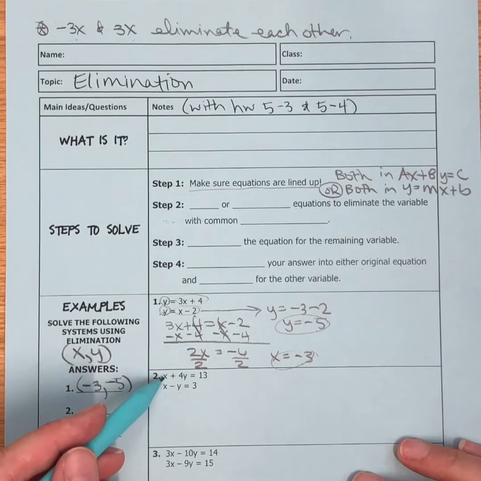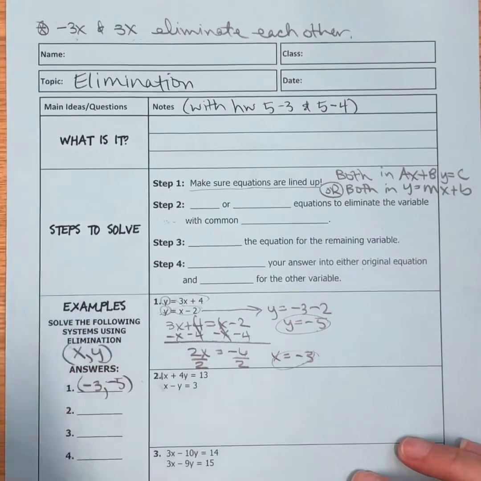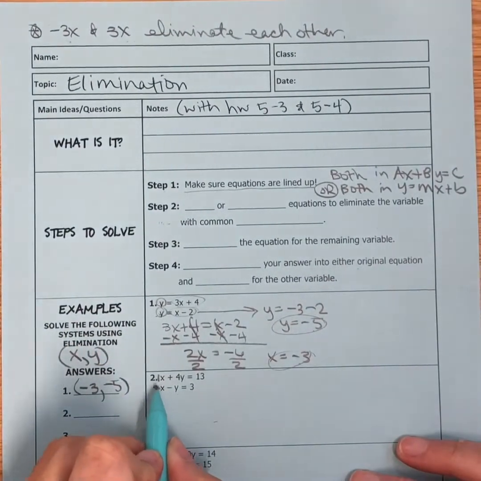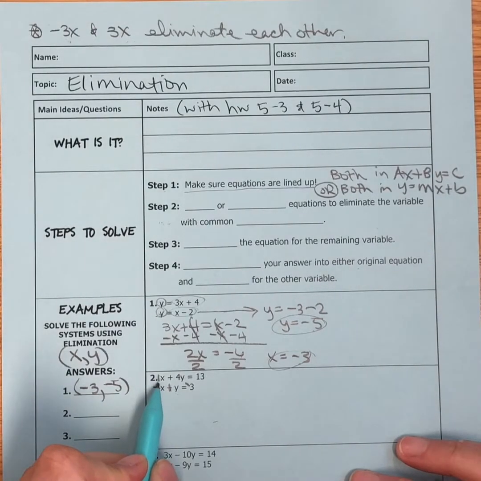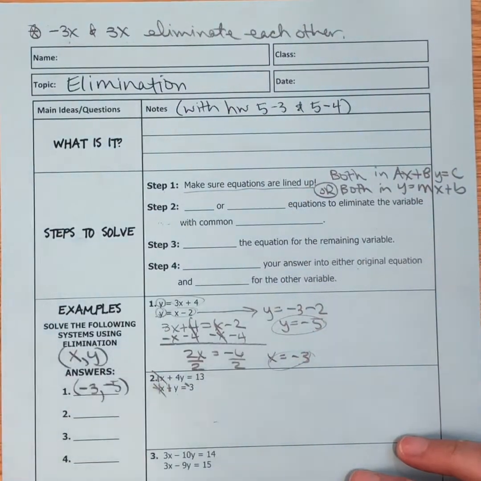Well, guess what? Since this is a 1x, if I multiply the second equation by negative 1, which maybe I'll just show you the shortcut, all you're doing is changing every sign in your equation, because anything times negative 1 just changes to the opposite sign. But now guess what? What do 1x and negative 1x do? They eliminate each other. So boom.